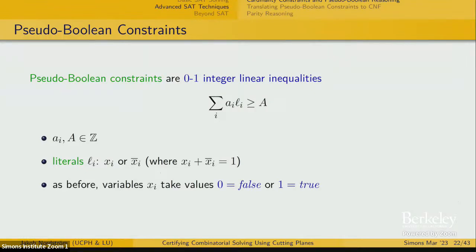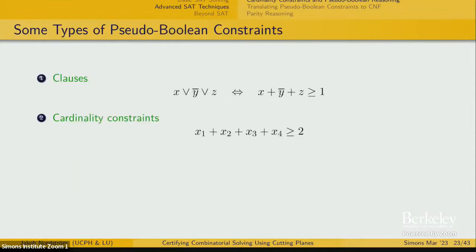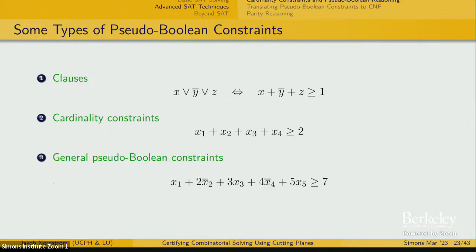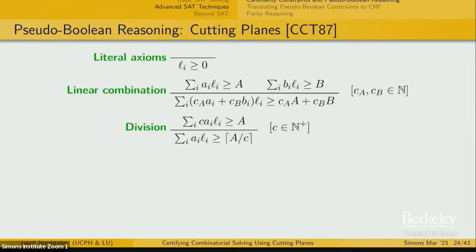We have 0-1 integer linear inequalities with integral coefficients. For formal reasons, it's nice to have literals as variables in their own right, and I can say that x and x bar cancel to leave a 1. Variables are still true or false, 0 or 1. Clauses are special cases of pseudo-Boolean inequalities, as are cardinality constraints, or we can have completely general constraints with arbitrary integer coefficients. And we reason with these constraints using standard cutting planes.